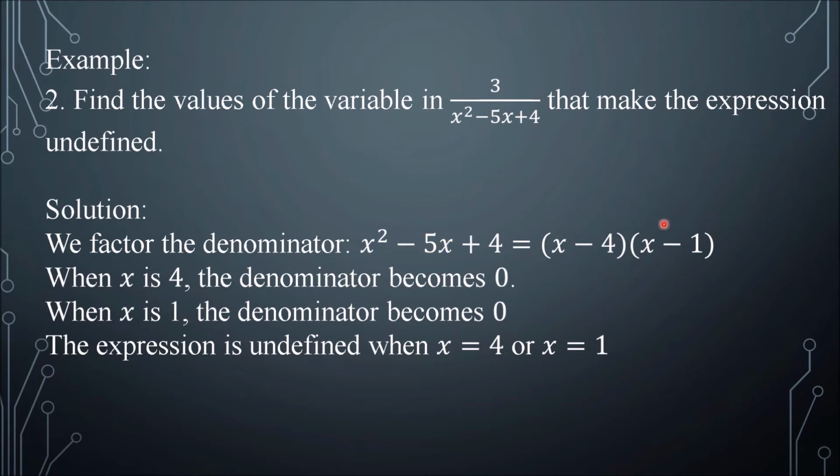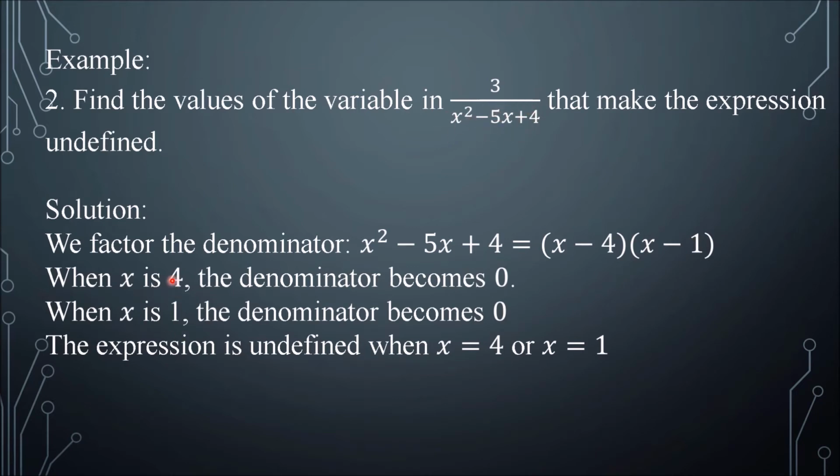Now, when x is 4, the denominator becomes 0. That's correct, because if you're going to substitute 4 here, 4 minus 4, that will be 0. And 0 times this is 0. Therefore, this denominator will become 0. So, one restriction is 4.